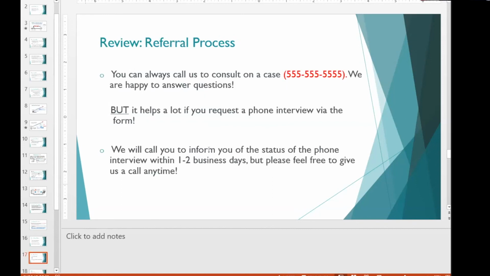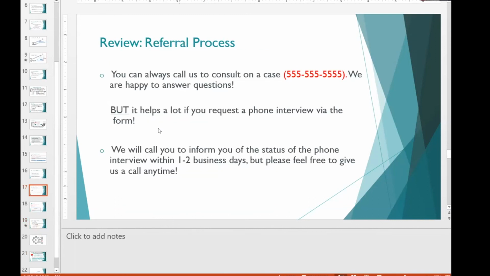Then we review that referral process, reminding them, we're here to partner with you. You can always call us to consult. We're happy to answer any questions you have. But if you're going to refer somebody, please use the phone interview form. And then we give them a sense of our time frame. We will follow up within 1 to 2 business days. And this is really important. At least for my clinic, we are not urgent care services. So this is not a crisis line, and it is not an intensive outpatient program. We are an outpatient provider.